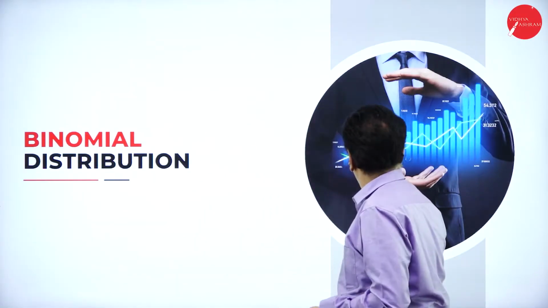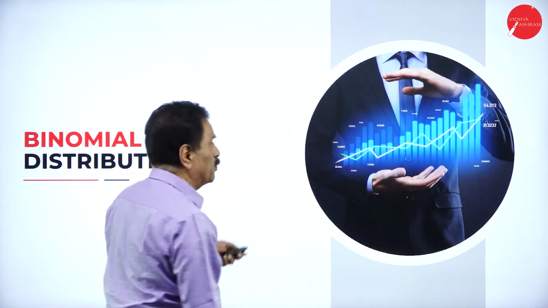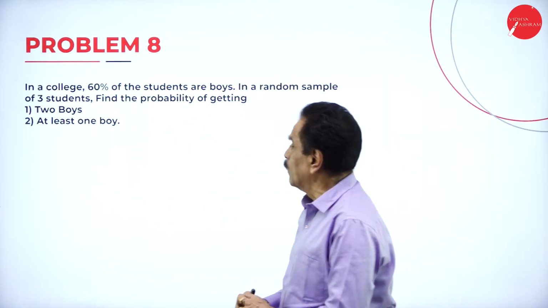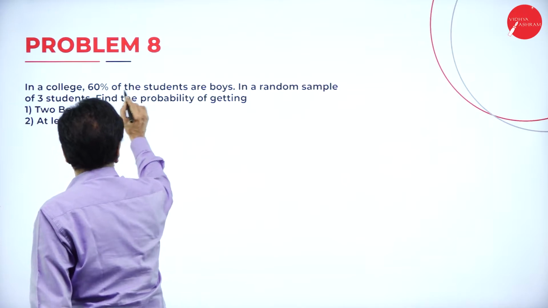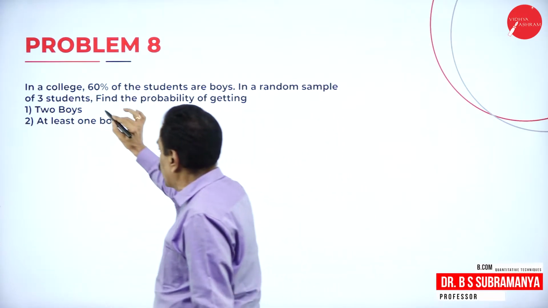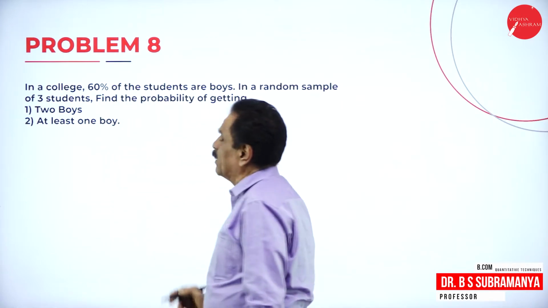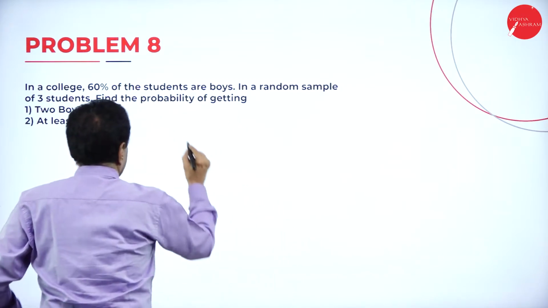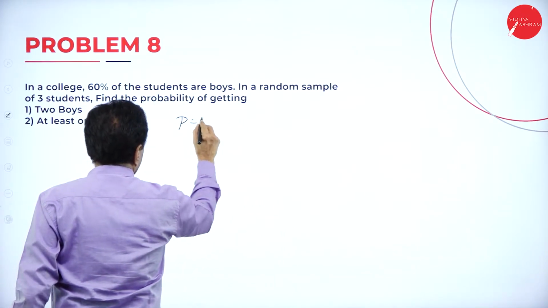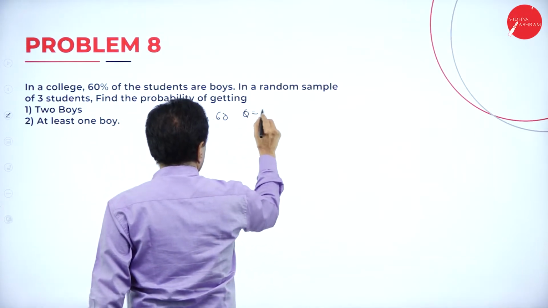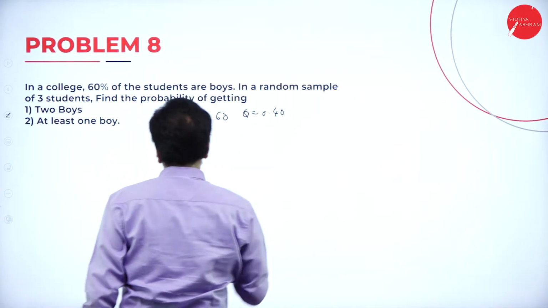Binomial distribution here, distribution of the percentage we have shown here, how the percentage varies. I will read out the problem now. In a college, 60% of students are boys. In a random sample of 3 students, find the probability of getting 2 boys, at least 1 boy. In a college, 60% means P is equal to 0.60. Q is equal to 0.40. This is basic.